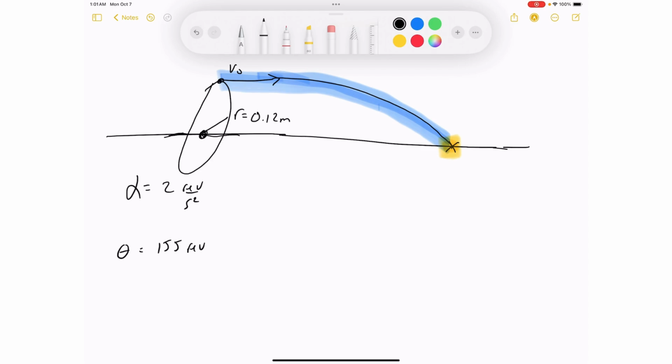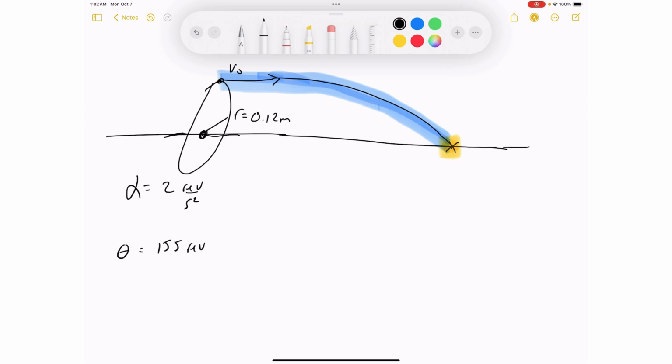And this round blade has a radius of 0.12 meters. It has an acceleration, which is this alpha down here, of 2 revolutions per second squared. So this thing is accelerating, right? And it's starting out at zero velocity, so it has no velocity. Someone turns it on, and it's going to start accelerating at 2 revolutions per second squared, right? And it's going to go faster and faster and faster.